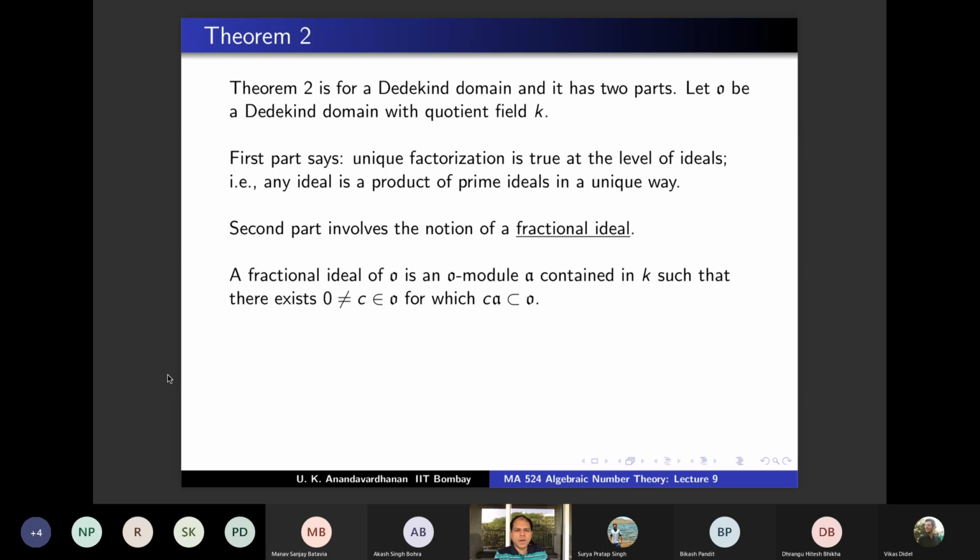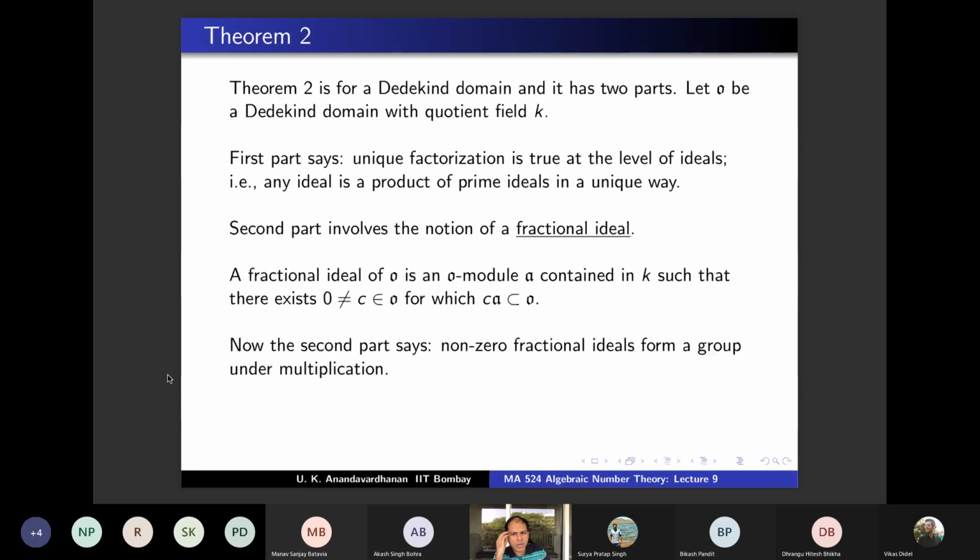The second part involves the notion of a fractional ideal, and it says that non-zero fractional ideals of your ring, a Dedekind domain, form a group under multiplication. If you take two fractional ideals, you can take the product. You have the notion of product of ideals; similarly, you have the notion of product of fractional ideals. Because both are contained in K, you can take the product. And under this, it is actually a group. It satisfies the properties of a group. So what will be the unit element? It will be the full ring O. If you multiply with O, nothing happens.